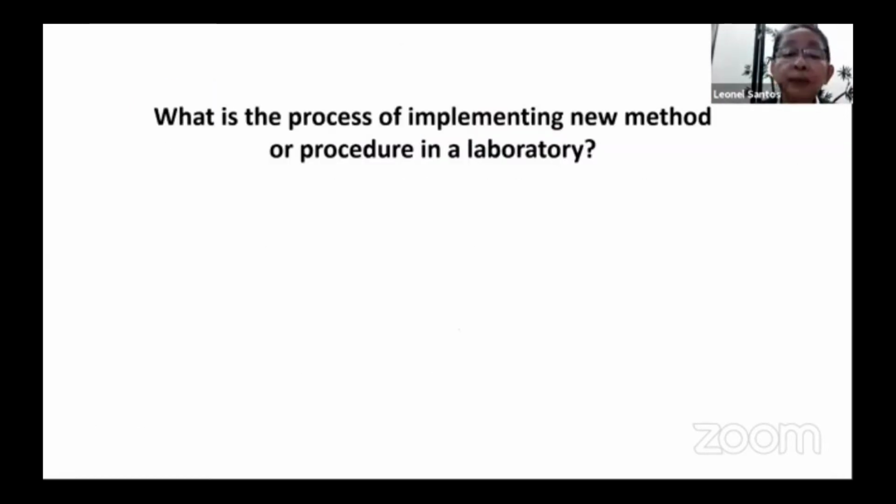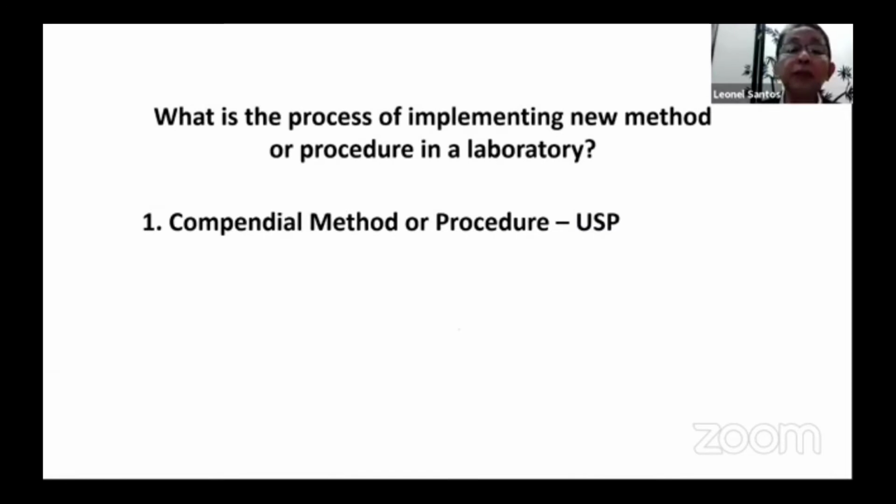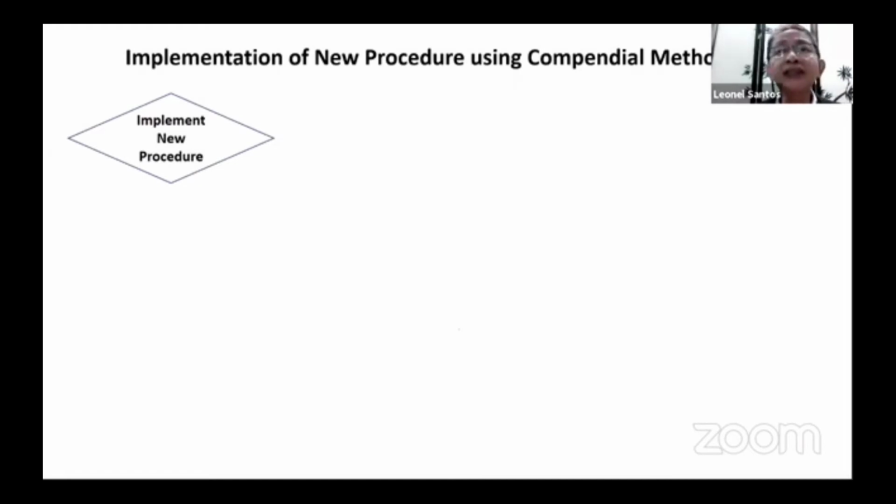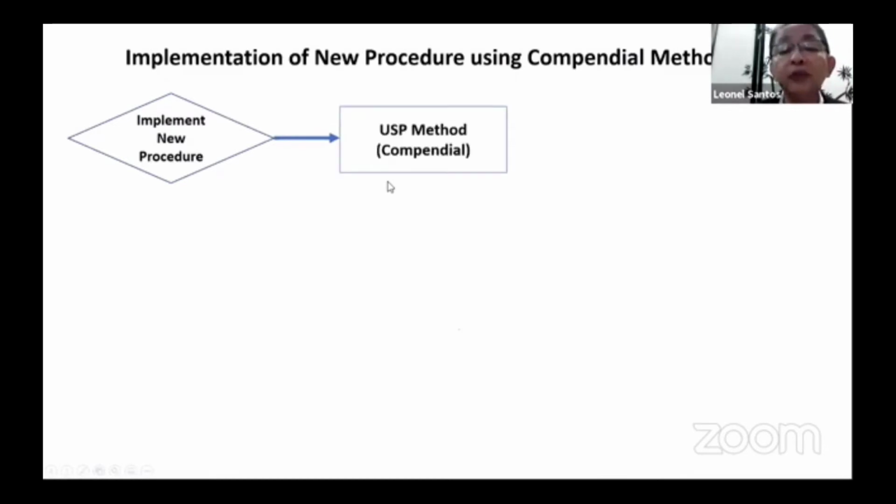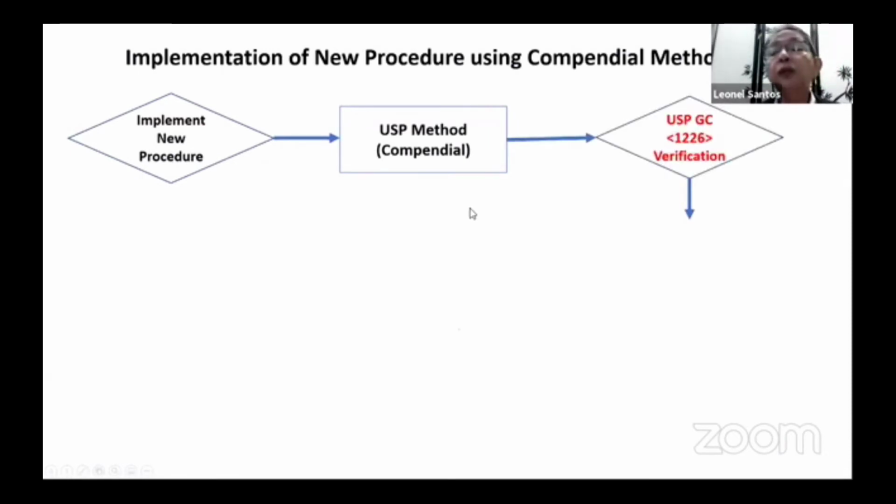So what is the process of implementing a new method in a laboratory, either compendial or alternate or harmonized? So this next slide will describe to you the process. So when you are implementing, for example, a procedure coming from the USP book, which is termed compendial, and you're analyzing your product, you must do verification. But this is only the first time, one time.